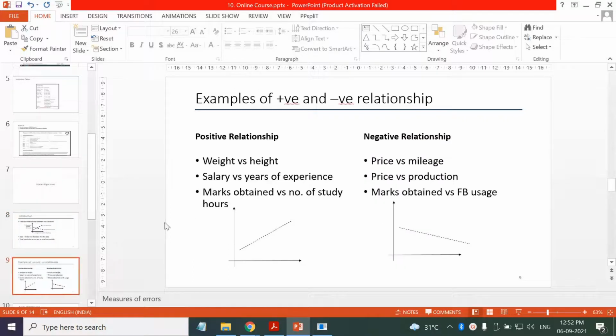Now some examples are given. Positive relationship: weight versus height, or salary versus years of experience. As years of experience increases, salary generally increases. Then marks obtained versus number of study hours. Negative relationship: price versus mileage, price versus production. If production is more, price will be less. Marks obtained versus Facebook usage. So they exhibit negative relationship.